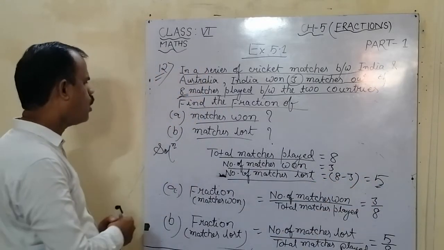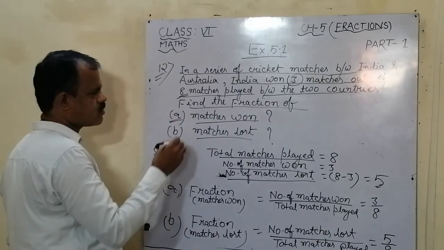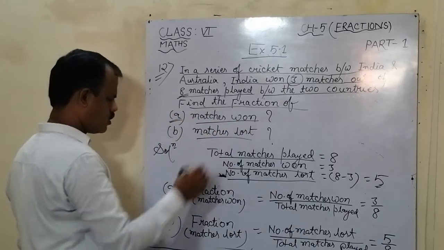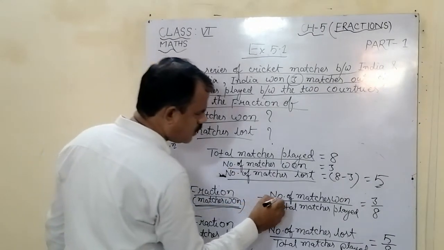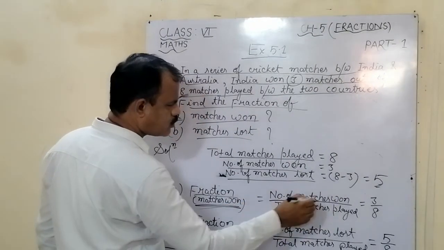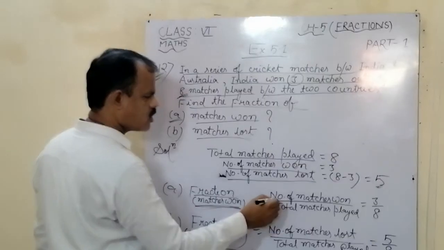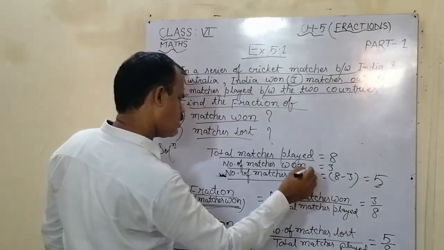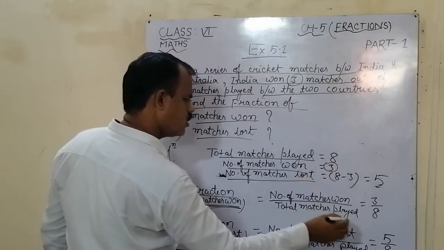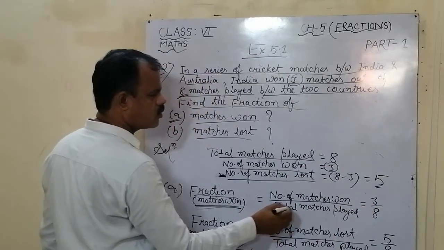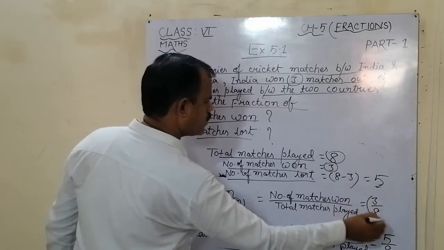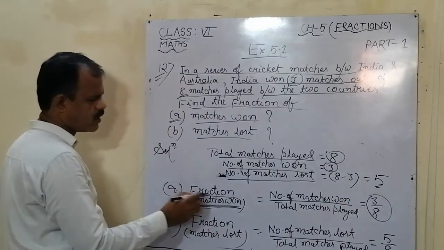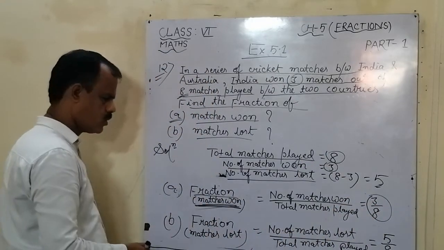So now we have to find the fraction of matches won. So we write here number of matches won by total matches played. So student, how many matches won? 3. So we write here 3 and total matches played, that is 8. So 3 by 8. 3 by 8 represents the fraction of matches won.